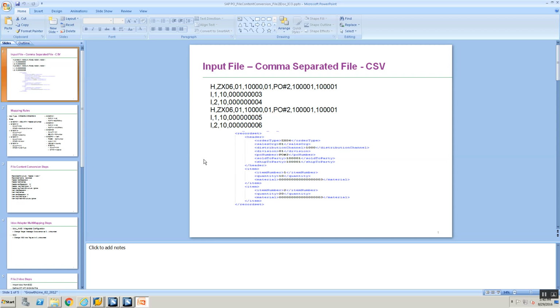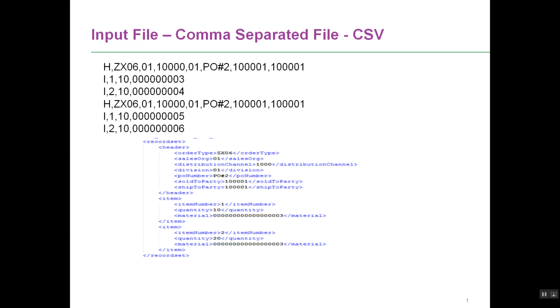A comma separated file is nothing but a flat file whose content is separated by commas. A fixed field length file is a file that has content of fixed length characters. So for now, we will look at a comma separated file, and what we will be doing is extending the scenario that we built for a file to Idoc scenario. We will be building a similar scenario, but this time we will be getting the input file as a comma separated file.